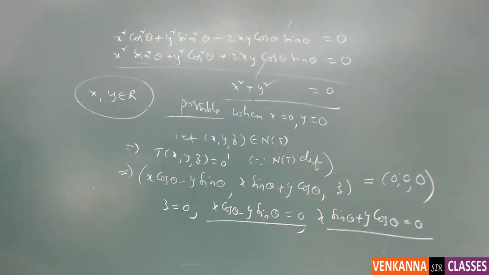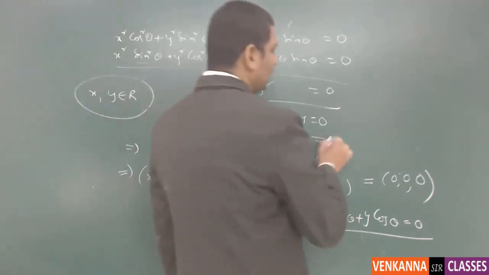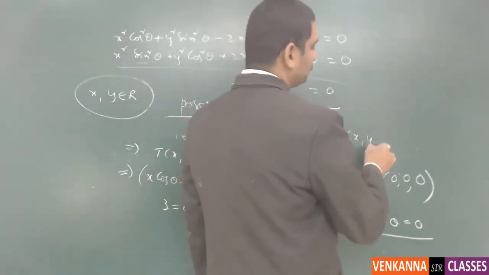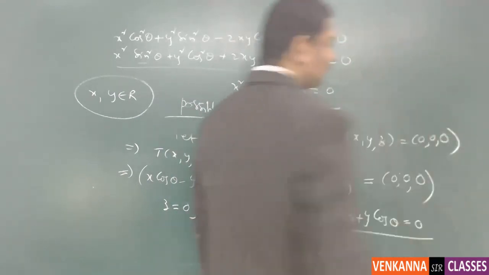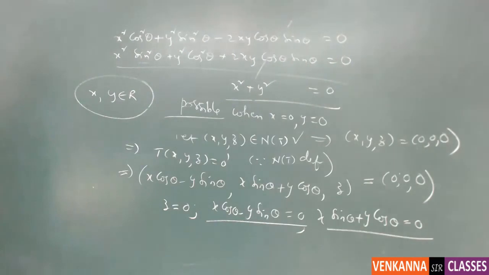Therefore, whatever value (x, y, z) you take in N of T, it is becoming 0. Therefore, N of T contains the 0 vector only. Therefore, by definition, the given transformation is non-singular. Fine.